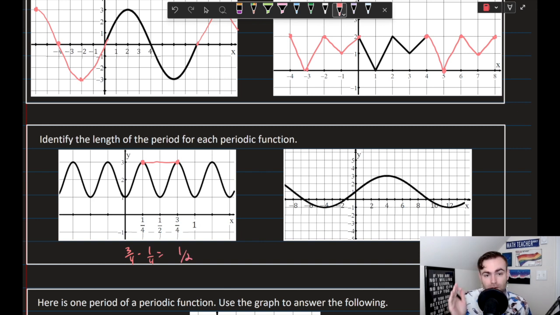Identifying the period, again, we can go from max to max or min to min. Sometimes you don't see a whole lot of the function, or the periods are very, very long and outstretched. So you have to work with what you got. So if I look at this function here, I really don't see 2 maxes.